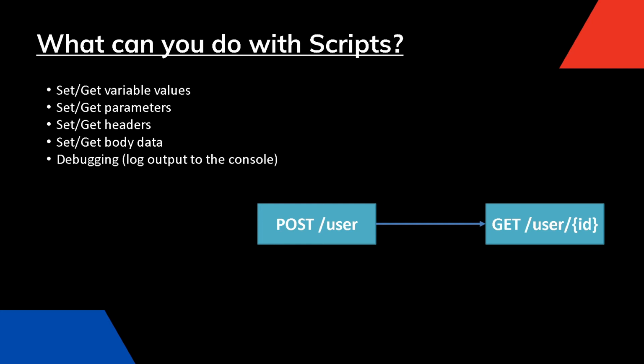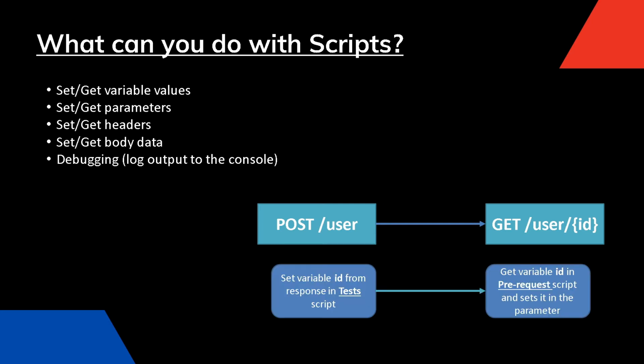But when you're actually automating this, you don't really have an option to copy paste your ID from one request to another request. So that's where scripts will come into play. What you can do is set a variable ID, which you will get from your post user response, and put that in your test script. The test script, if you remember, happens after you receive the response.